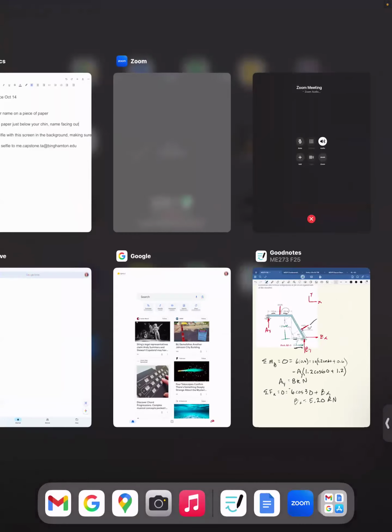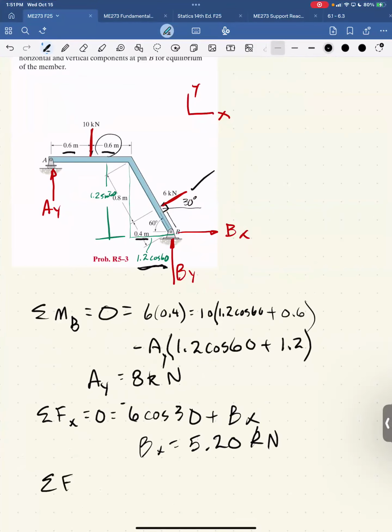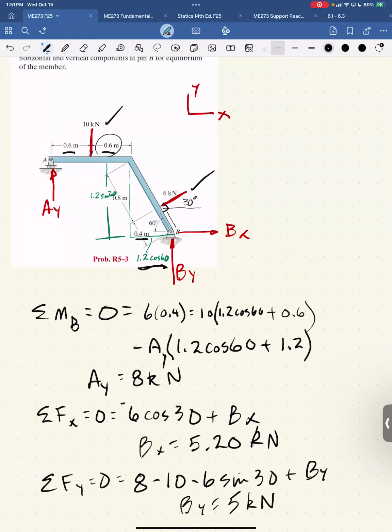And then lastly, sum forces in the Y. So I have AY, which is 8 kilonewtons, minus 10, minus 6 sine of 30, plus BY. So BY comes out to be 5 kilonewtons. Made a mistake. Correct it next year, minus 10.